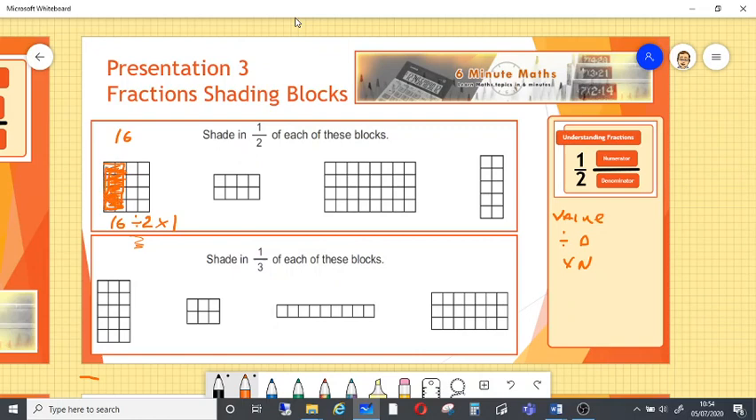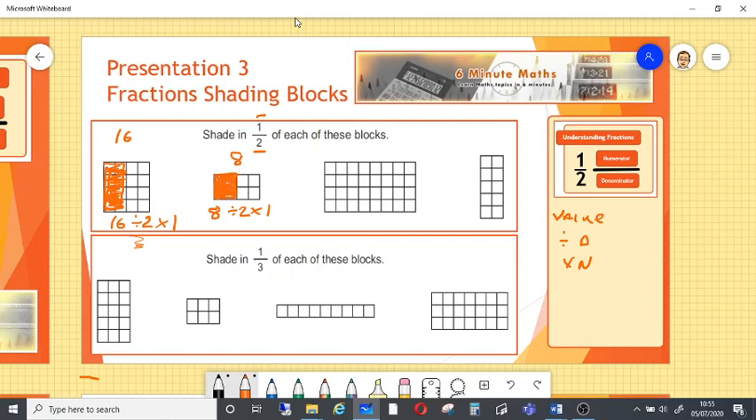This one here, we've got a total of 8 blocks. Using the formula, the value divided by the denominator and times by the numerator. Well, the denominator's 2, the numerator's 1. So I'm going to go 8 divided by 2 and times by 1. 8 divided by 2 is 4, so half of 8 we know is 4. 4 times by 1 equals 4. So I only need to shade in 4 of those.